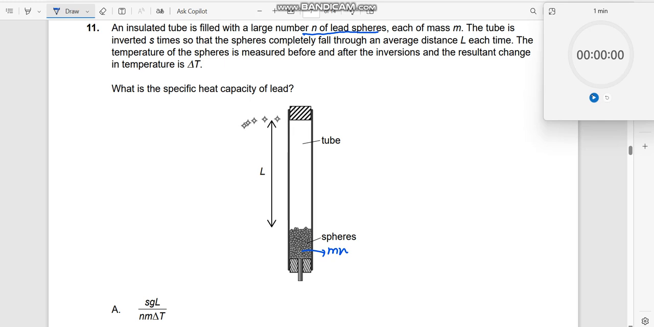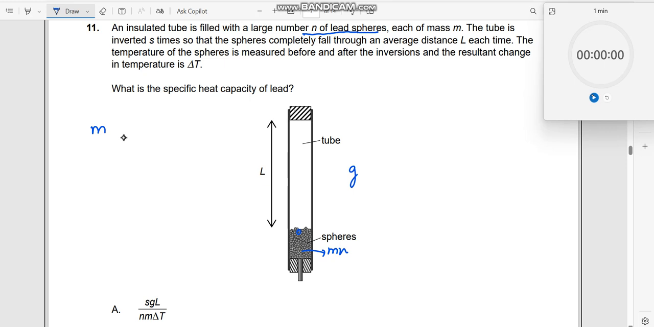Let us build a structured framework over this. Let me consider only one lead ball here, whose mass is m, and it goes and hits this end when you invert it. The distance traveled is L, and since it is on earth, gravity is g. I'm going to take only one sphere, then extend it for all the n lead spheres. So m is the mass of one lead sphere. It goes and hits the end when you invert it. What will happen?